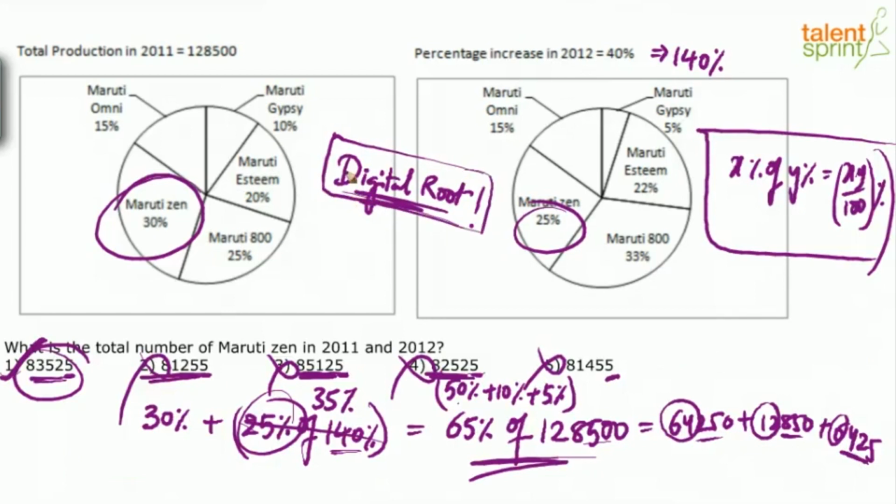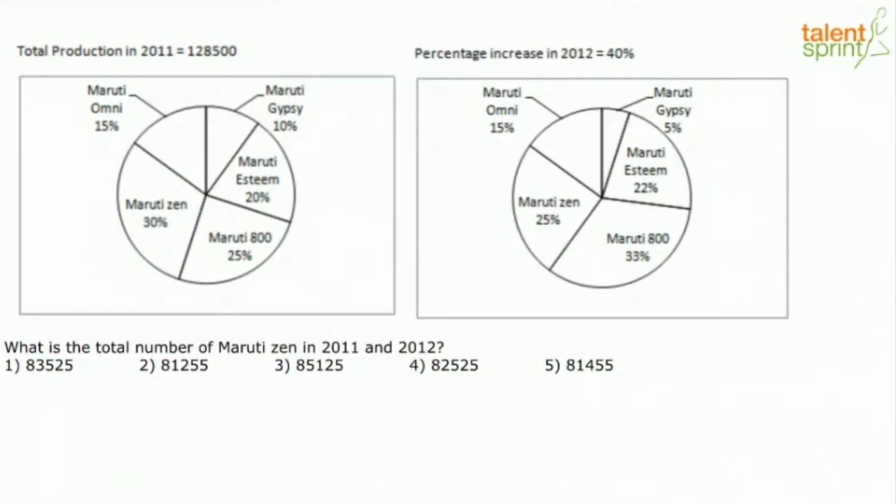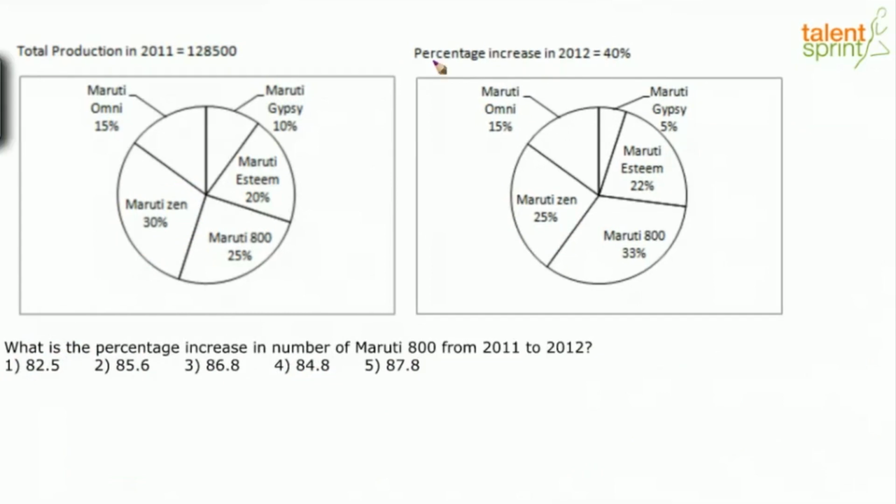Very, very interesting technique and definitely useful in some cases. Look at the next question. What is the percentage increase in the number of Maruti 800 from 2011 to 12? Now look at this. This is the second type from percentages.